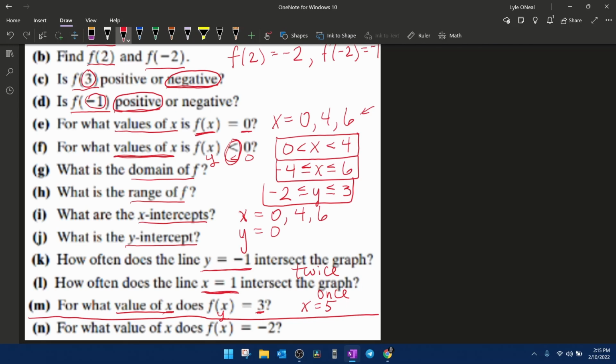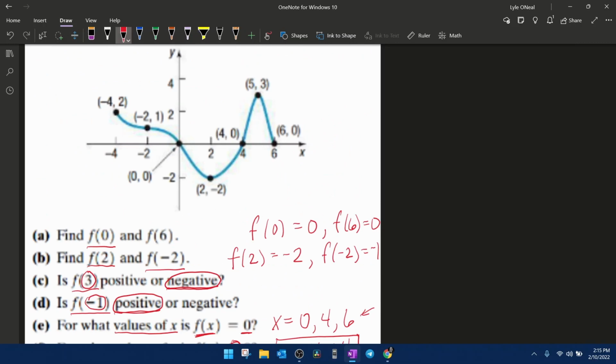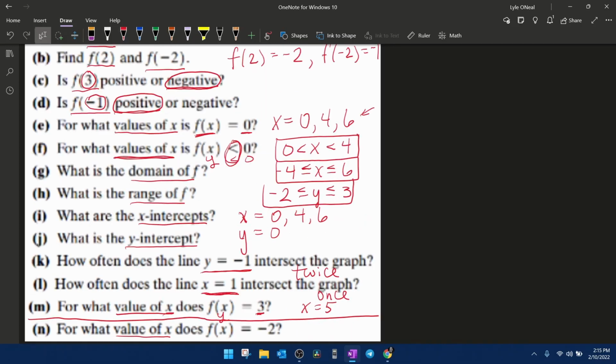And for the last part in this problem, for what value of x does f of x, remember that's y, equal -2? So again, going back to our graph, looking at where y is -2, we can see that that is only going to be at one point, and that is when x is 2. And so this part of the problem has only one answer, x equal 2. And that's going to do it for this section of the lesson.